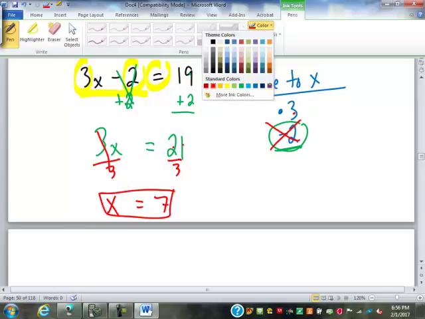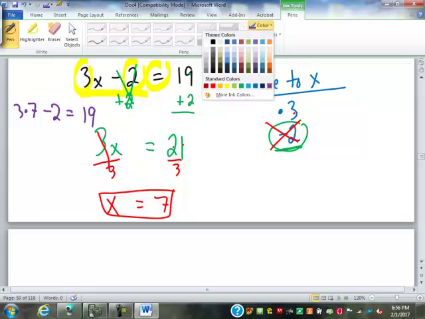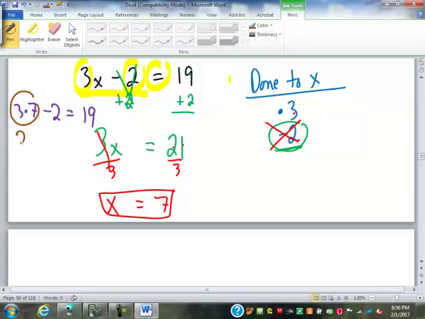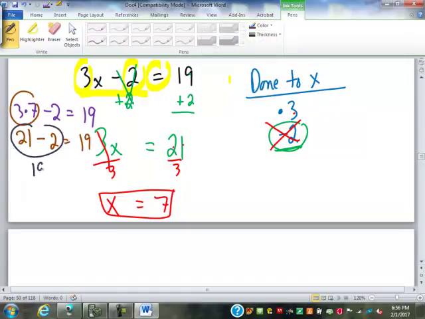Once again, we can double check. If I replace this x with 7, this is 3 times 7 minus 2 equals 19. 3 times 7 is 21. 21 minus 2 is 19. So I do get the same value on each side. So x equals 7 appears to be the correct value for x.